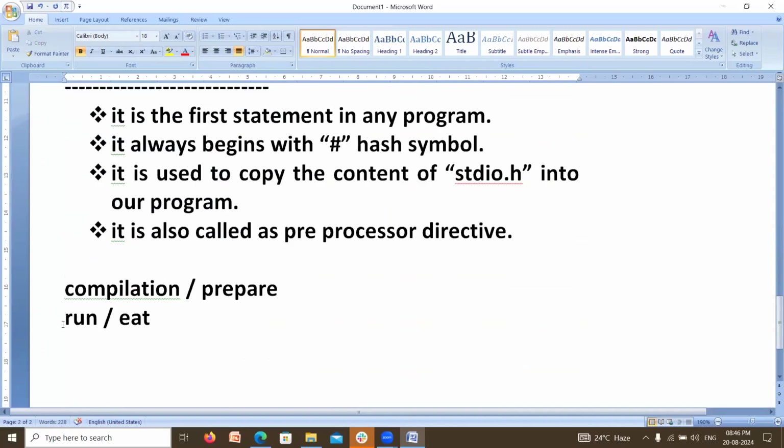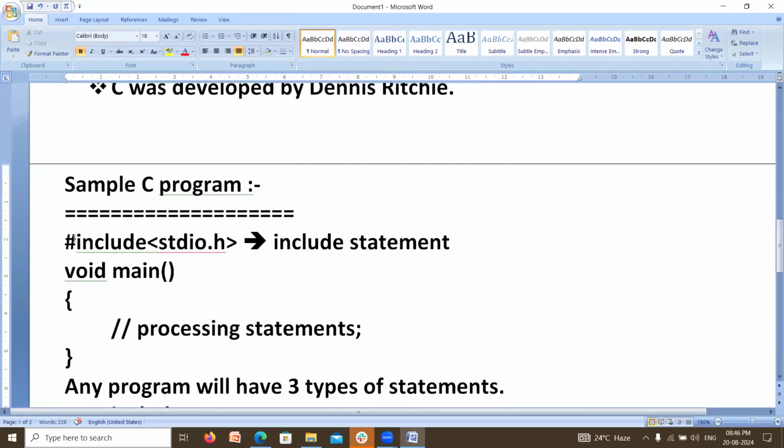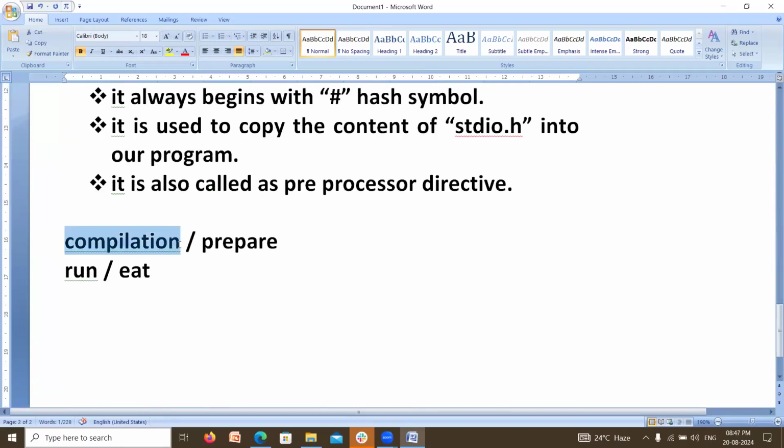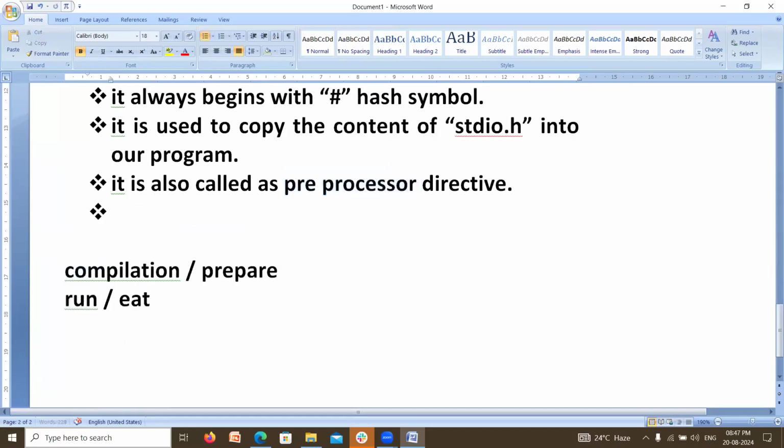So this line, only the line that begins with the hash symbol, will be executed at the time of compilation. So it is called preprocessor. Friends, you completed 10th class. In 10th class, you have a final examination. Before the final examination, you will write another examination that is called pre-final. Am I right? In the same manner, before running, this line will be executed. So it is called preprocessor.